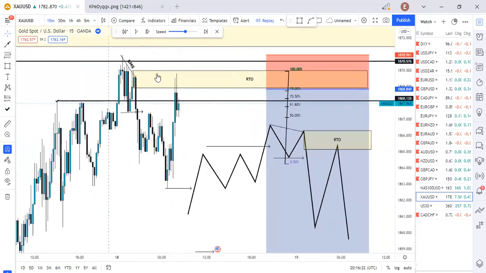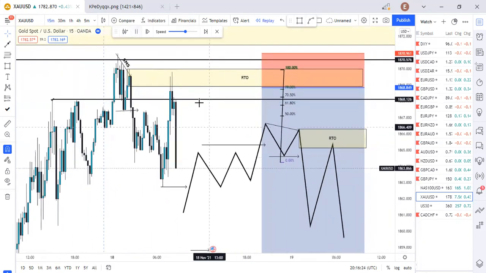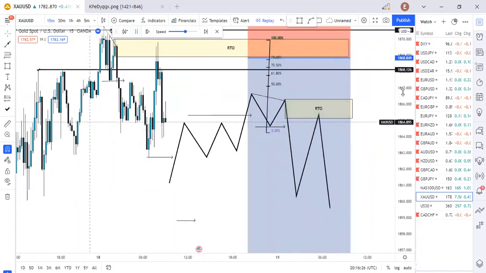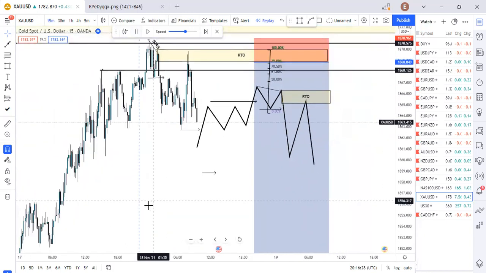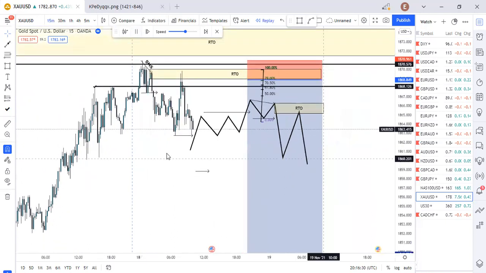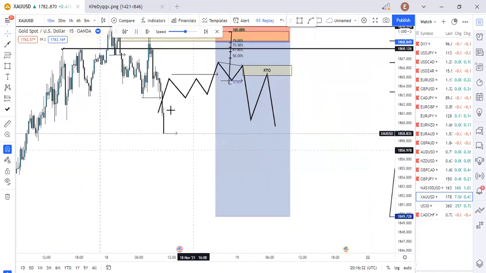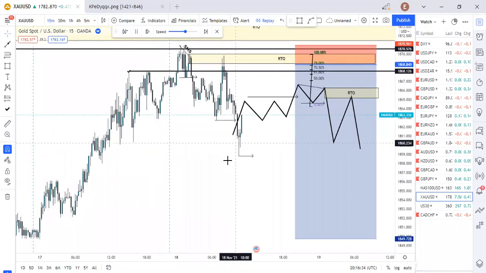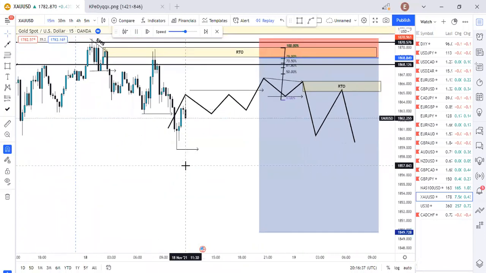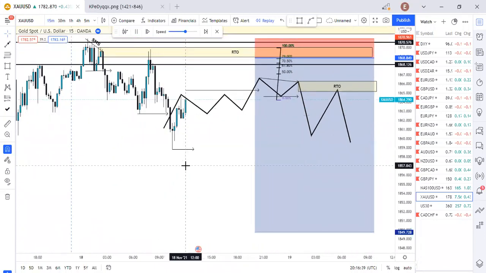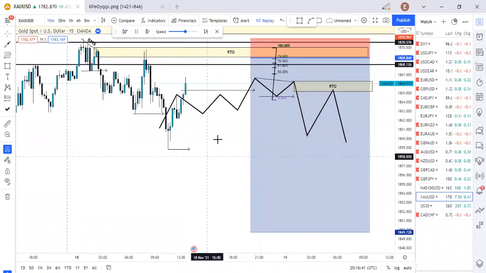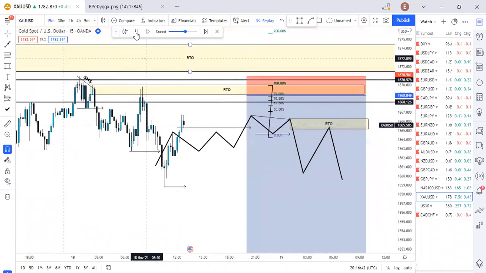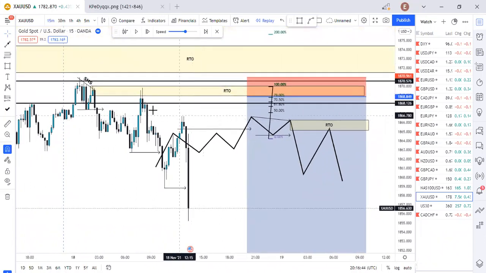Okay, let's shoot. Boom, first payment has been triggered. Second payment has been triggered here. Okay, so here, as you can see, this was a good second entry.